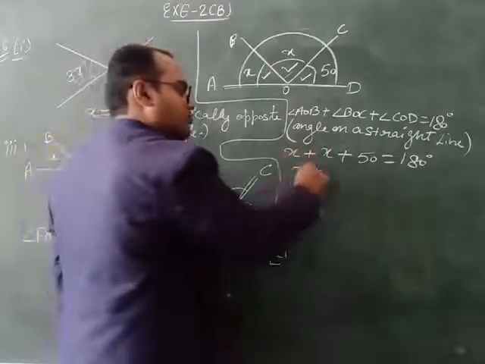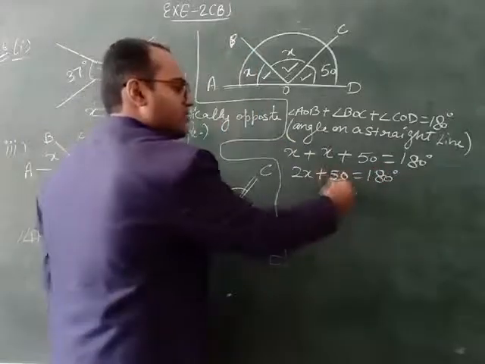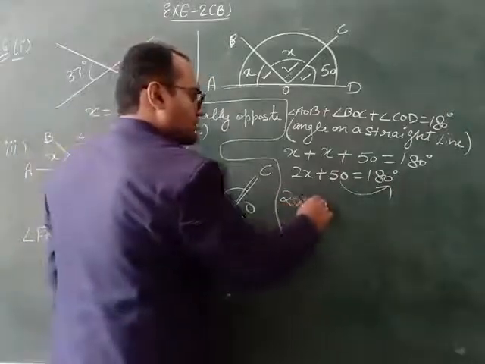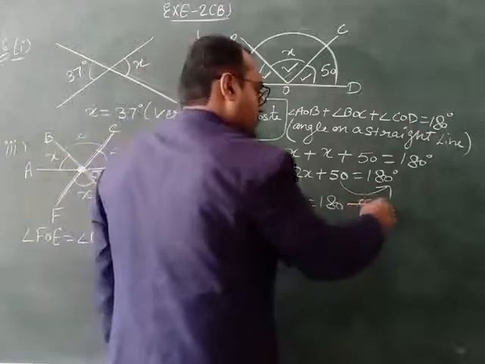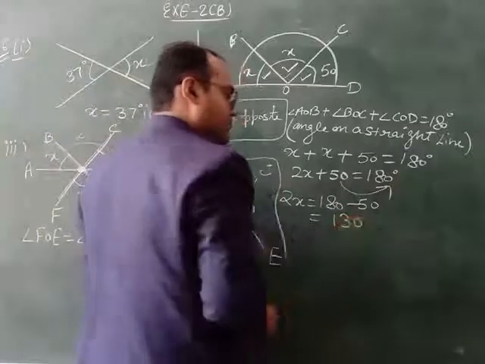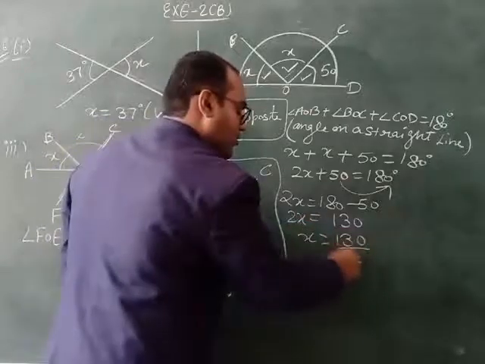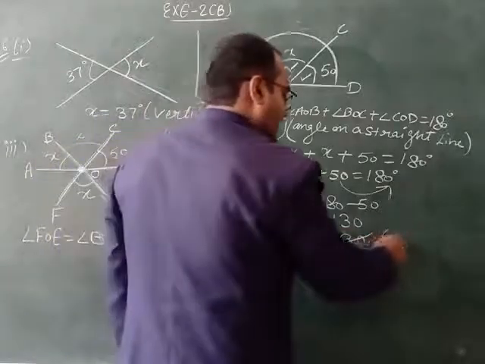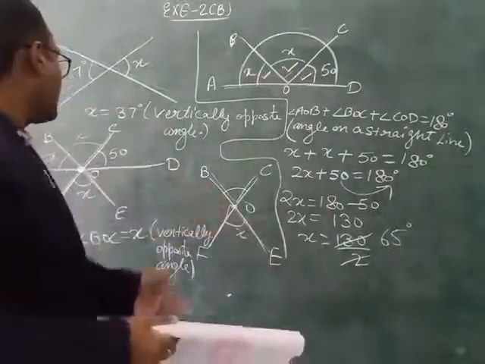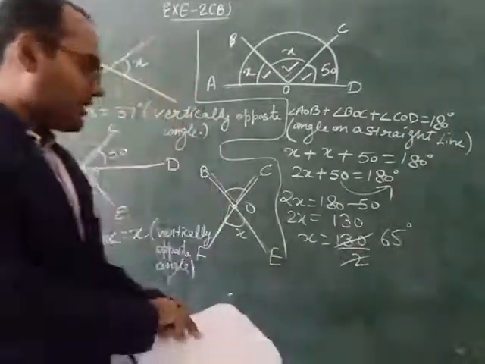x plus x will be 2x, plus 50 is equal to 180. Now this 50 will go to the right hand, so plus 50 will become minus 50. So 2x is equal to 180 minus 50. And 180 minus 50 we will get 130. On the left hand it is 2x, so x will be 130 upon 2. On cancelling, we will get the answer of x. x is equal to 65 degree. So like this you have to do question number 6, part number 3.